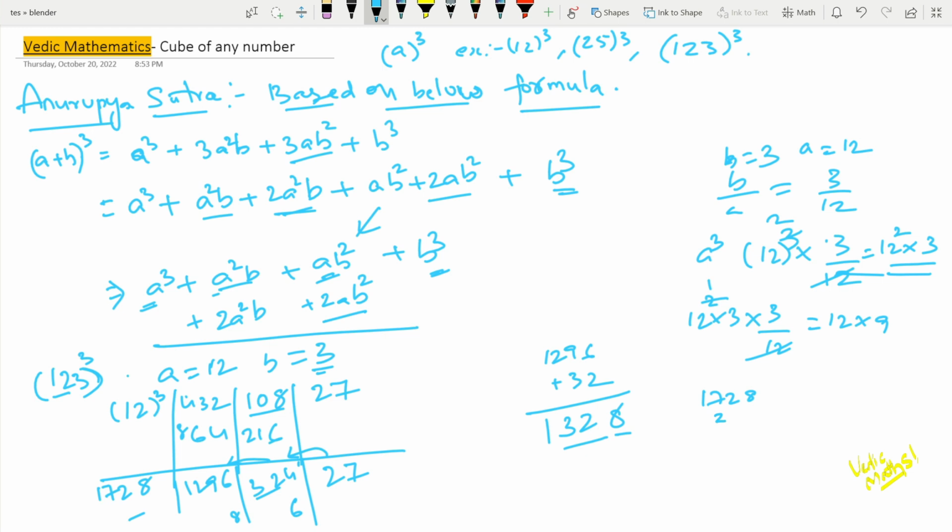1728 plus 132, correct? So 8 plus 2 gives you 10, and here you will get 1860. So what is the final answer? 1860, 8, 6 and then you have 7, 0. So this is your final answer.